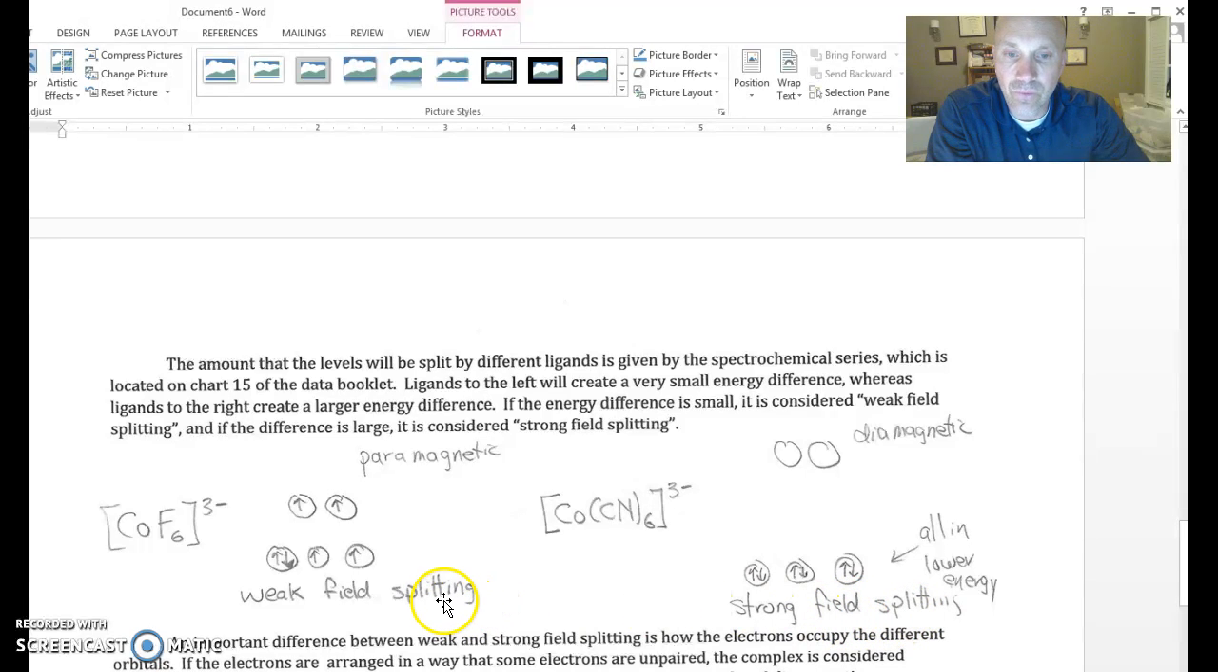There's an important difference between these, in that in both of these complexes, that central atom is going to have the same number of electrons in its d orbitals. It's going to have a total of 6. What ends up happening is that here the difference in energy is so small that it's really not a big deal to put some of those electrons in the higher energy level.